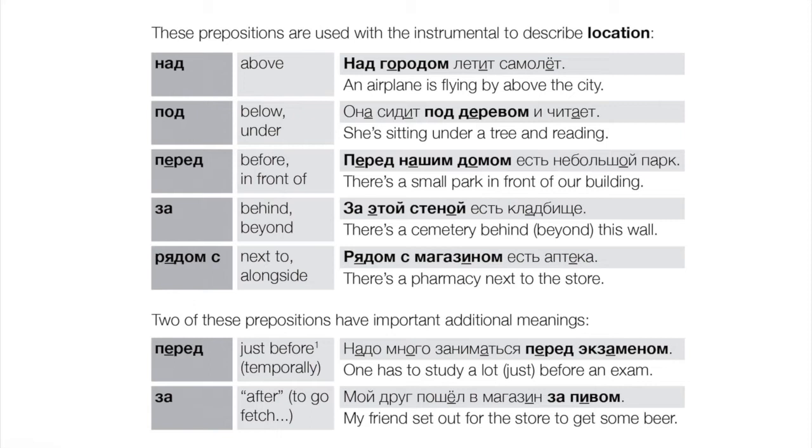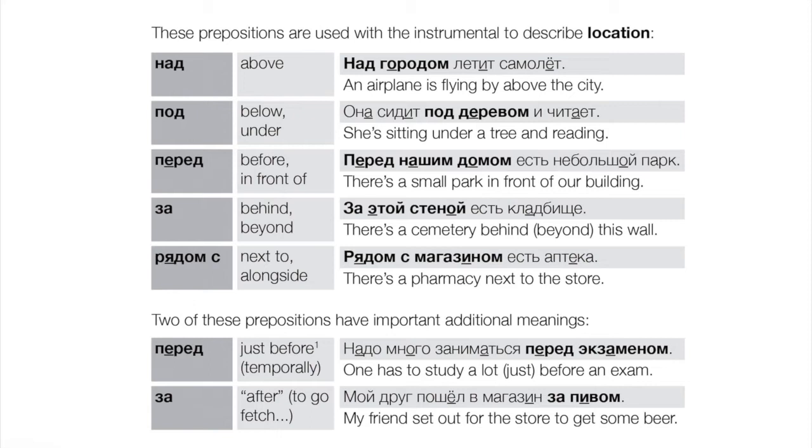Another one is рядом с, literally in a row with, or we could say next to, alongside. And we know already that с itself takes the instrumental, so no surprise there, right? Alongside or in a row with, again, is the literal translation of that.